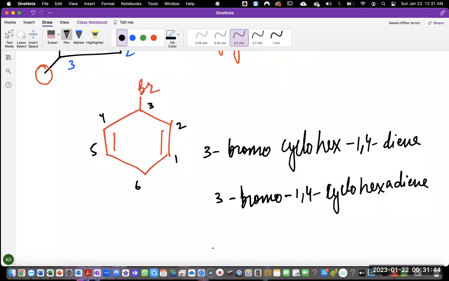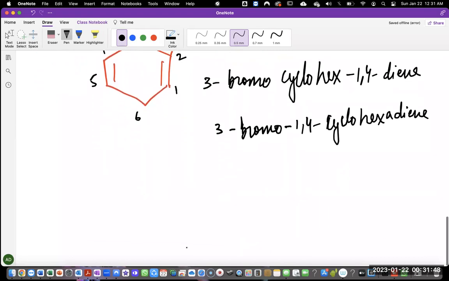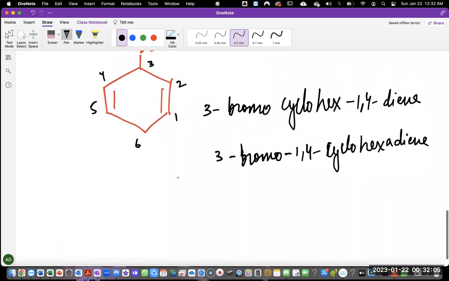Okay, all right. Now, when it comes to the double bonds, we have to learn one more thing about the alkenes, which is the cis and the trans configurations. Okay, and we'll talk about that in our next video.